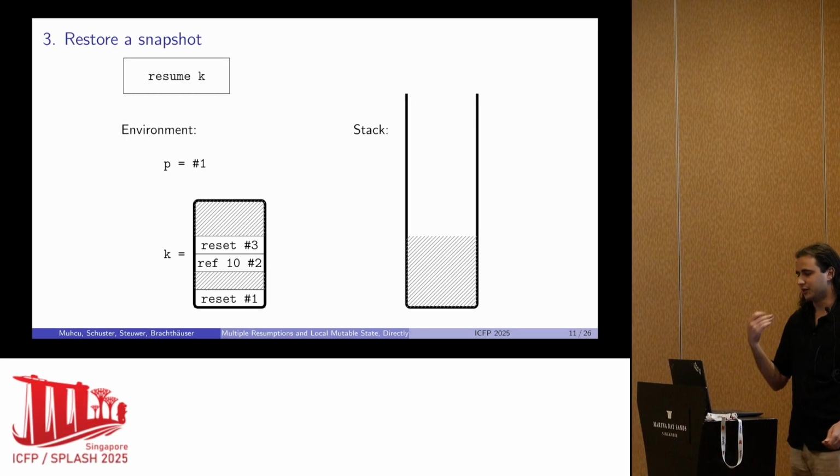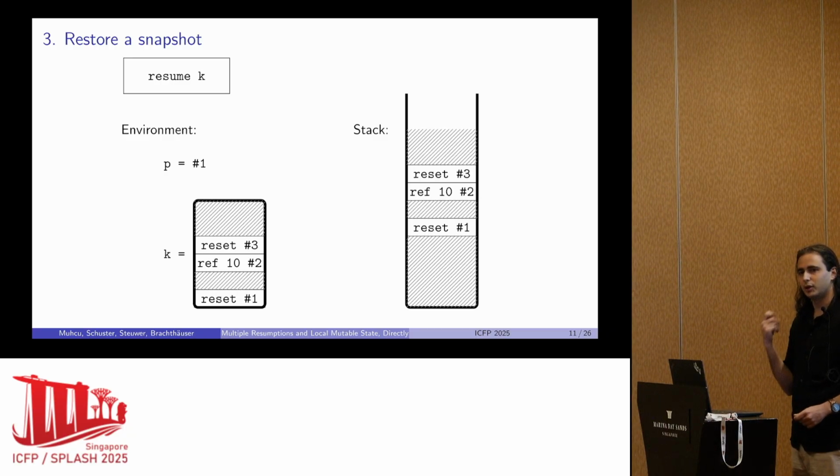Finally, we have the resume operation, which takes such a captured continuation and pushes it back onto the stack. It's important to note here that k remains in the environment and might be used again. That's how multi-shot effect handlers work. It's also important to note here that there might be mutable variables within this k, which keep their state at the captured point.